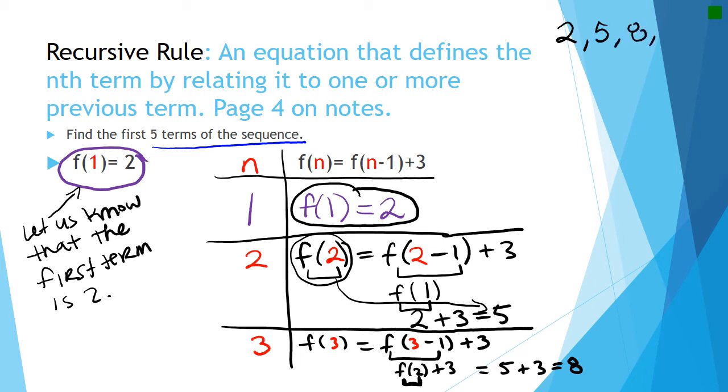I'm going to find my fourth term, and of course I always run out of space, so I'll do it again. I'm going to find the fourth term, and let's see here.